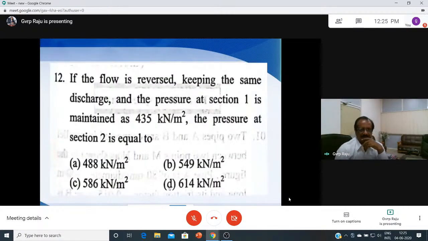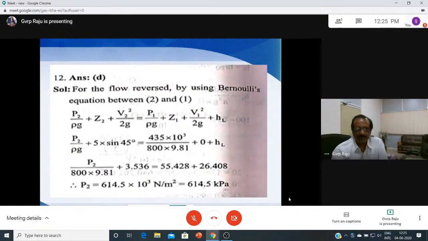Important problem. But the same problem with the flow reversed: how will you find out the pressure at section 2? You have the head loss obtained earlier. So this is P2 by W plus Z2 plus V2 square by 2g, and you can apply the same Bernoulli equation here.